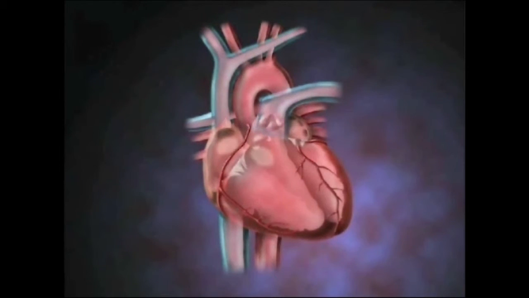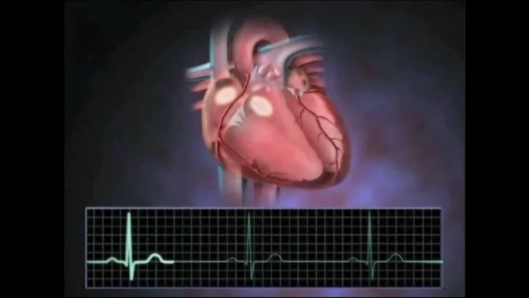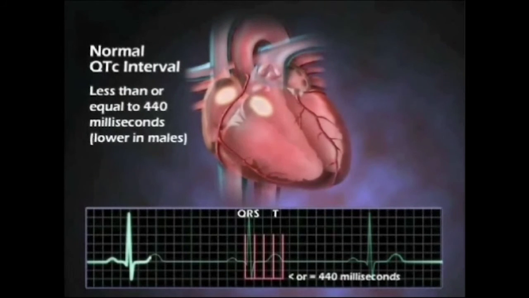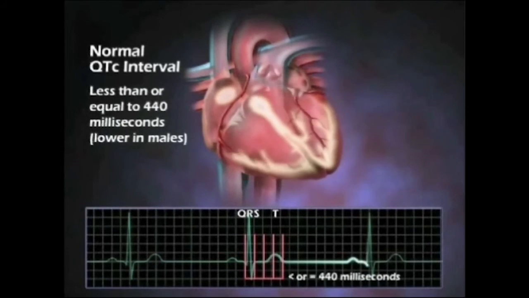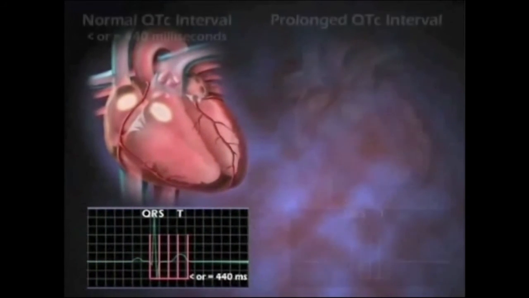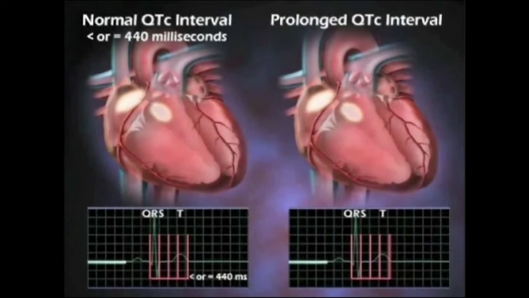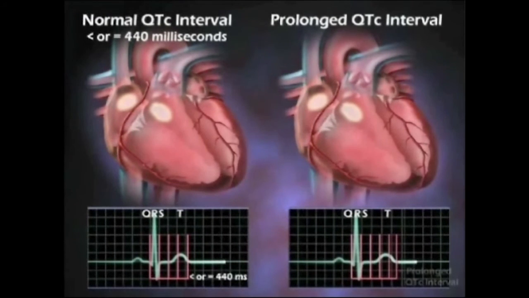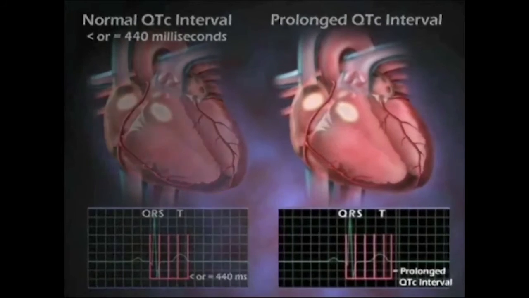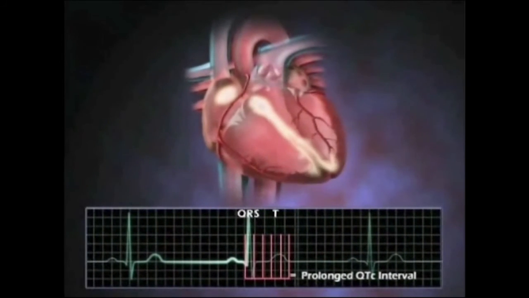Remember that the QT interval represents the time it takes from the onset of ventricular depolarization to the end of ventricular repolarization. This corresponds on an electrocardiogram as the start of the QRS complex to the end of the T wave. Because this period can vary depending on heart rate, the interval is commonly corrected for heart rate and referred to as the corrected QT interval, or QTc. A normal QTc interval is less than 440 milliseconds, but in females can be slightly higher.